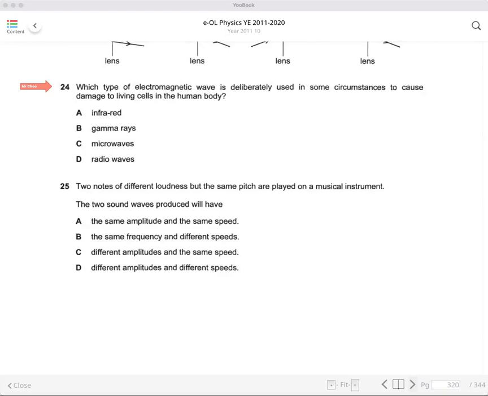The answer is gamma. The side that is towards gamma is the one with the highest frequency. It actually vibrates the most, so it's the most dangerous. Gamma ray, X-ray are all very dangerous, even UV as well. These are all towards the high frequency end. So for 24, B is correct.